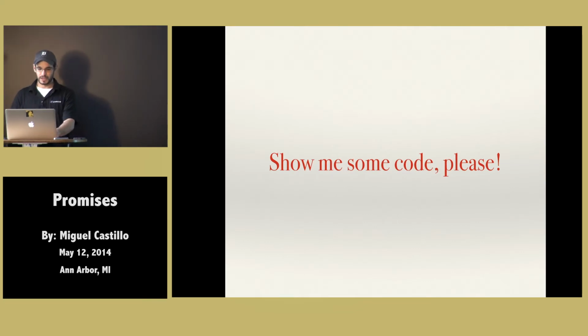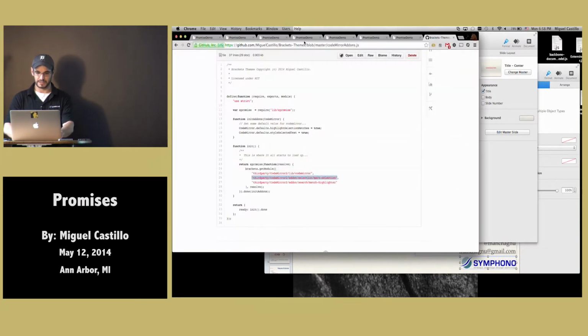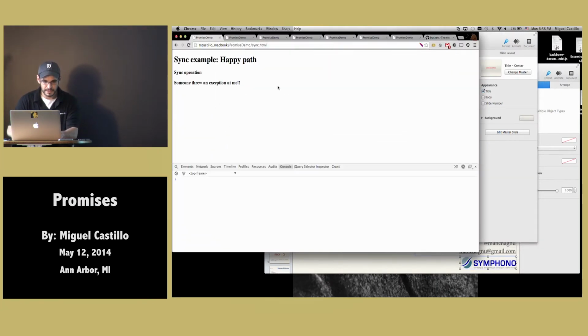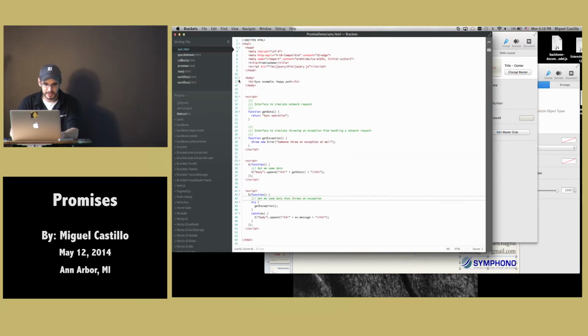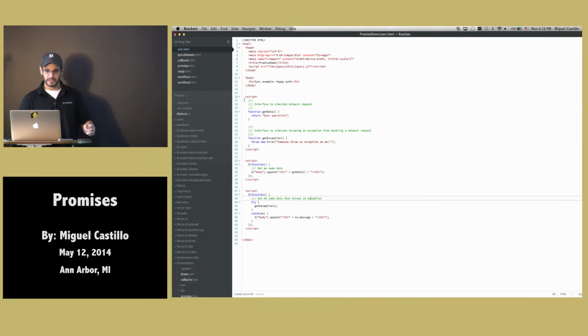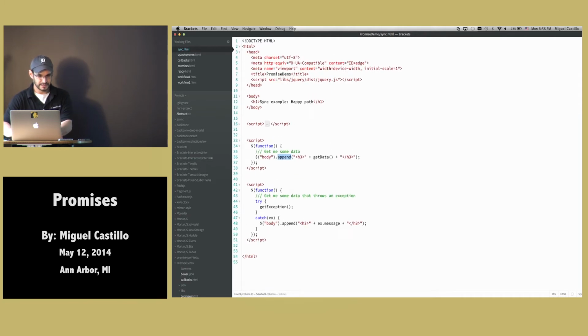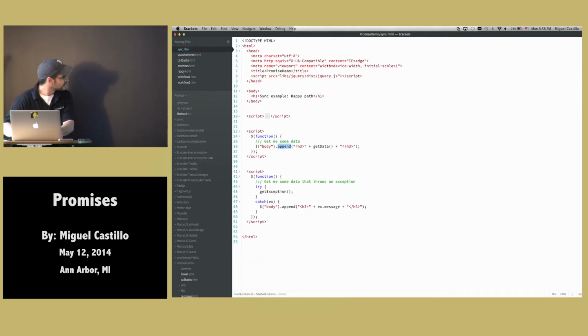So, show me some code. This is not a very elaborate presentation because promises are not very exciting. But I put together something with synchronous code. So here's the happy path. I'm going to hide this thing first. Oh, yes, sorry. How is that? I wish it was that simple in real life.